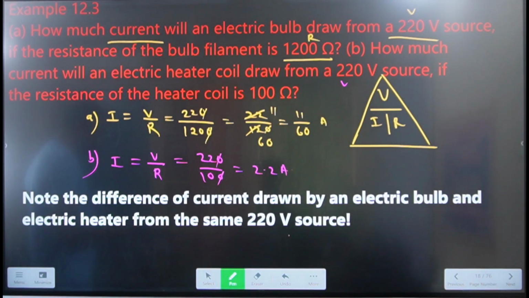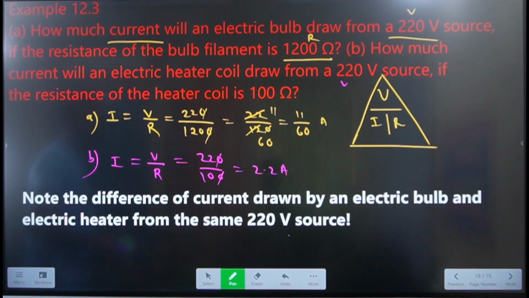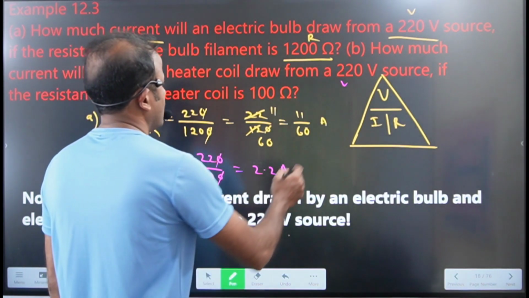Here, the 11 by 60 value comes to nearly equal to 0.18 amperes.